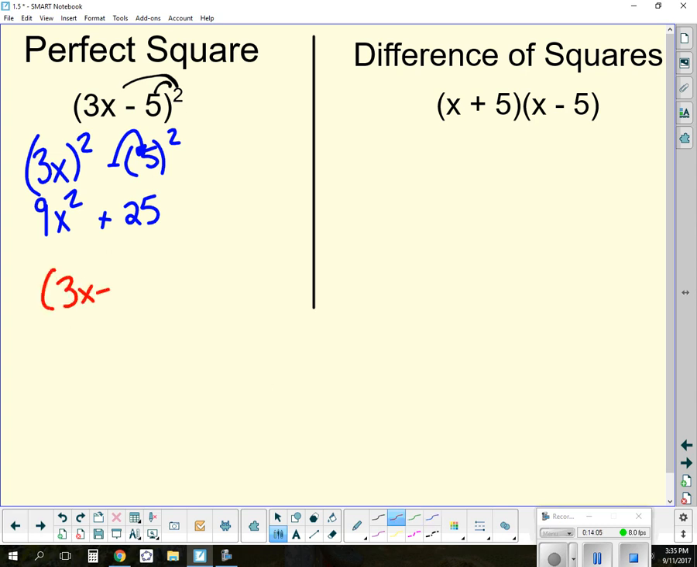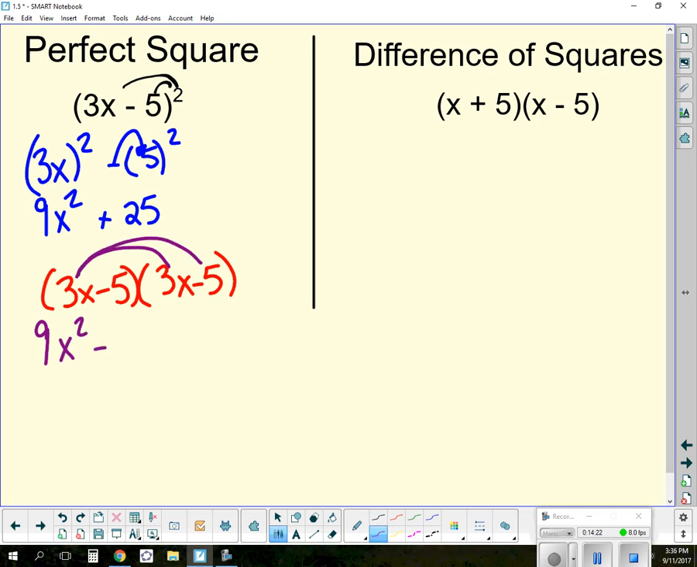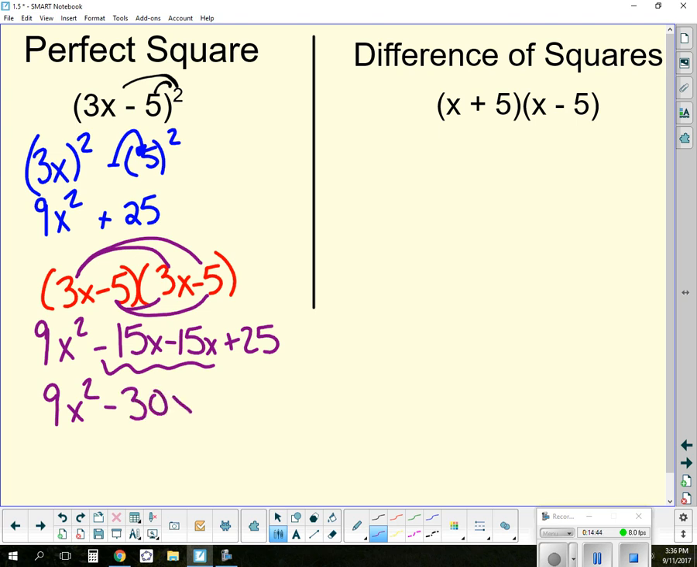Think about what a square really is. It means you have 2 of those, right? You have what's inside there times itself 2 times. Well, if you do it the way we've been doing with this distributive property, 3x times 3x is 9x squared. 3x times negative 5 is negative 15x. Negative 5 times 3x, negative 15x. And negative 5 times negative 5 is positive 25. These 2 terms in the middle are both negative. Negative 15 minus 15, and they're like terms. They don't cancel. They combine to give you negative 30x.